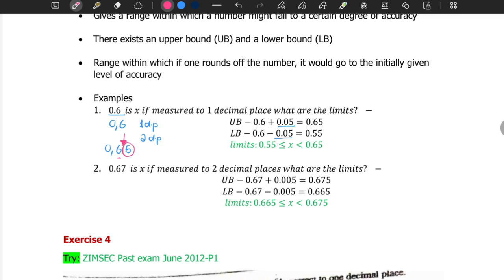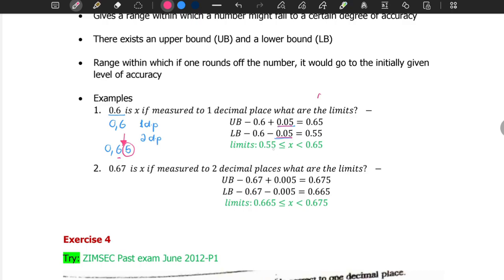So it means that we have a second decimal place that we can round up or down to one decimal place to get 0.6. That's why we add and subtract 0.05. The upper bound will be if we add 0.05, we get 0.65. The lower bound is if we subtract 0.05, which is going to be 0.55.